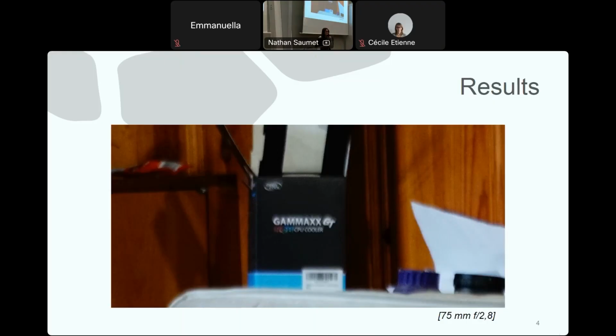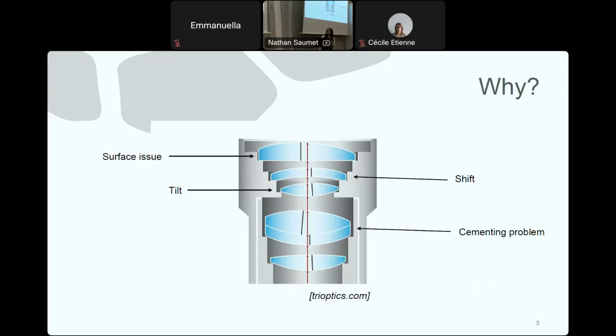You can even have some contrast reduction, sharpness reduction, or aberrations such as astigmatism and coma. This is probably due to the alignment of your lenses in the system being broken by the fall. So some of your lenses in your system must have been shifted or tilted.